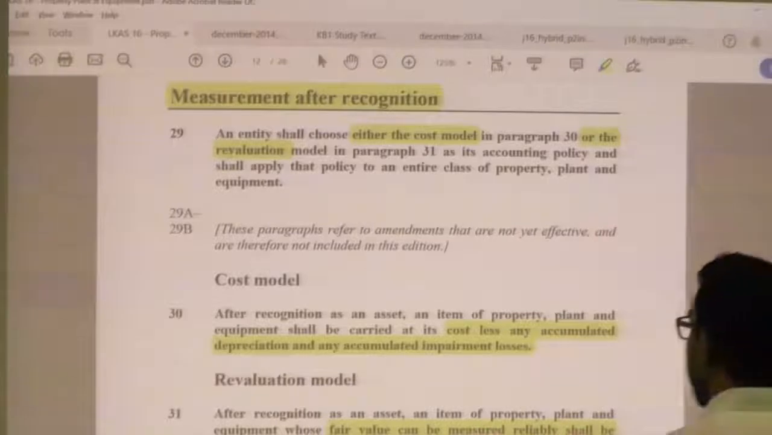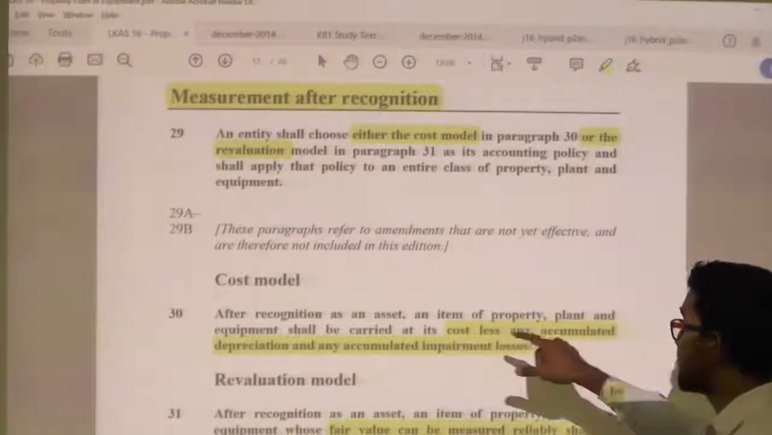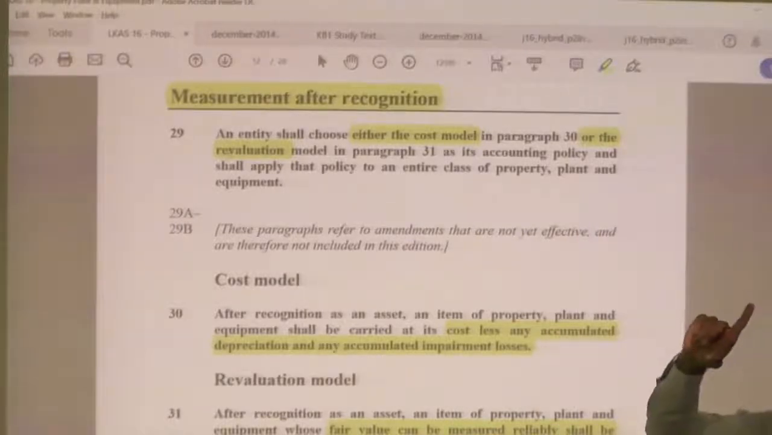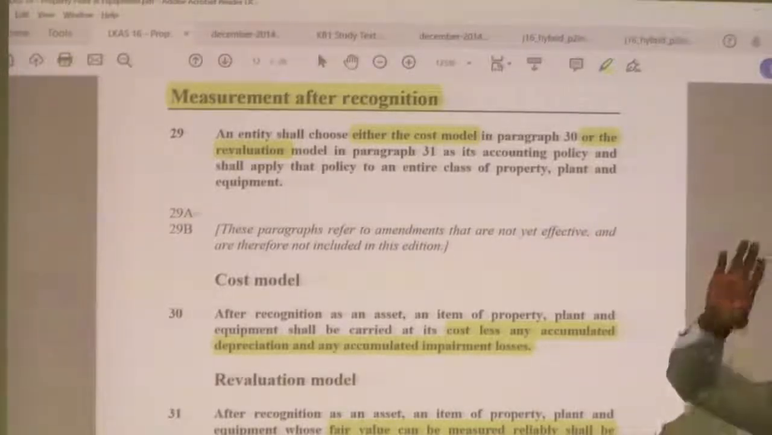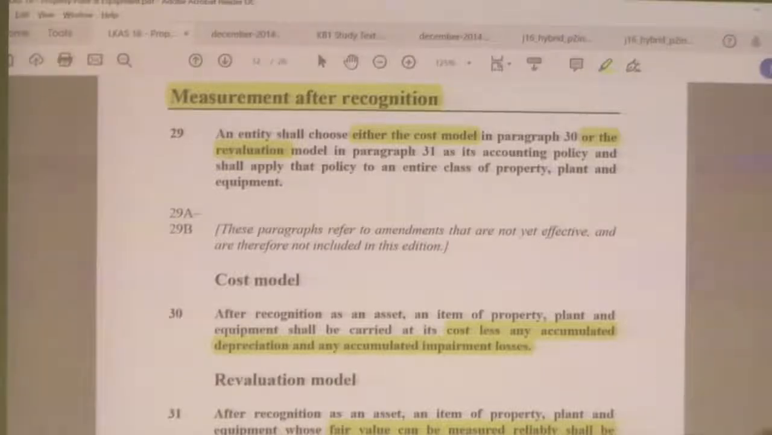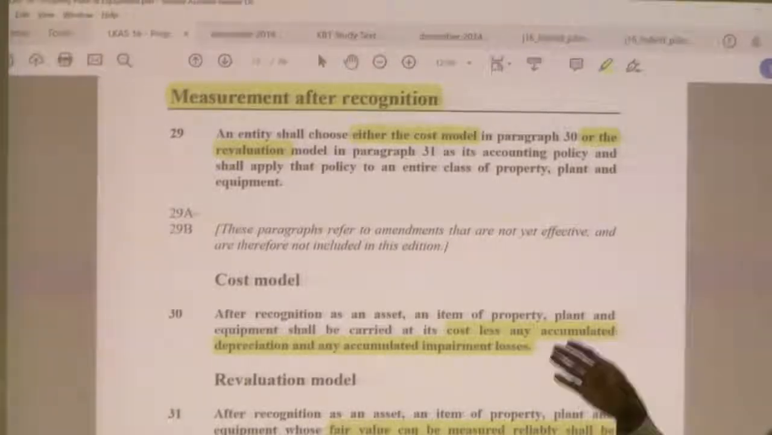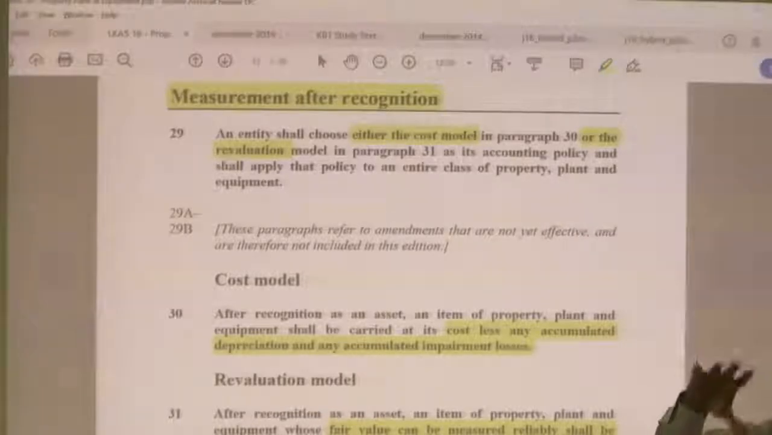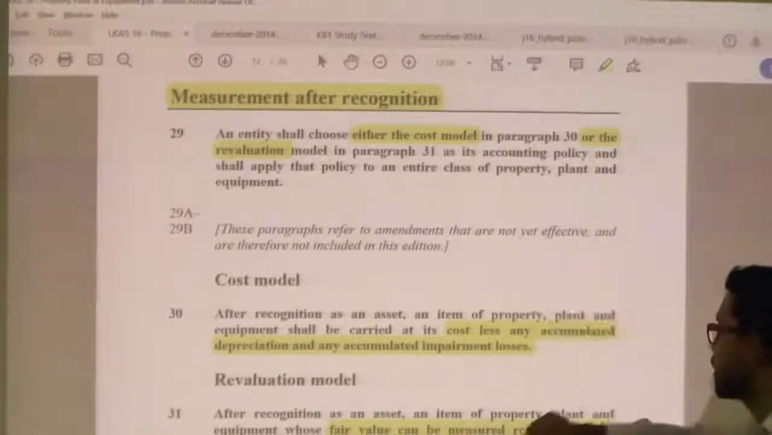Cost model means after recognition of an asset, they are talking about initial recognition. When you come to initial recognition, we discuss what initial cost elements you can capitalize and what subsequent costs after initial recognition you can capitalize. That is not the subsequent measurement, that is subsequent cost, do not misunderstand. This is subsequent measurement.